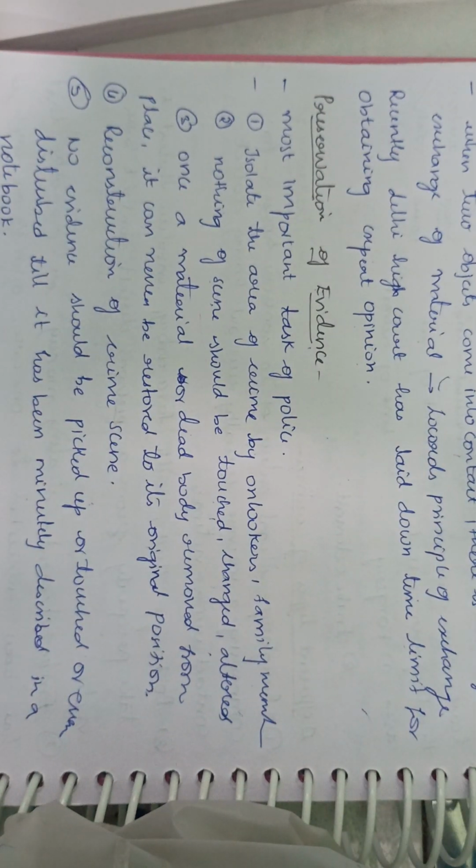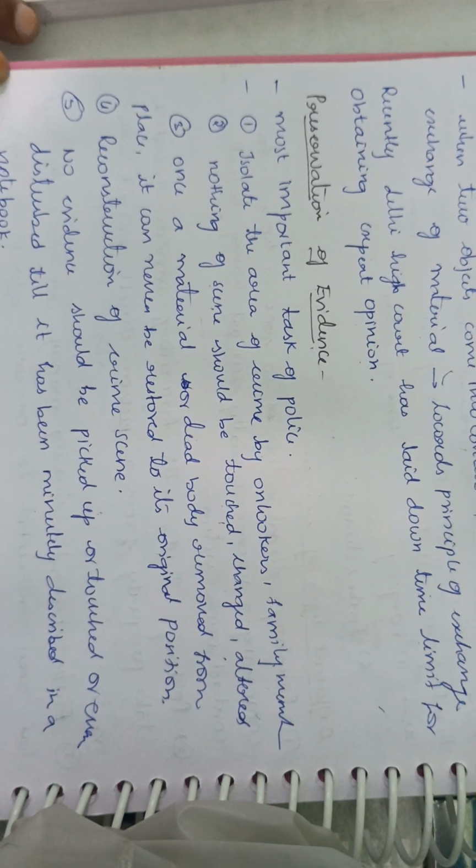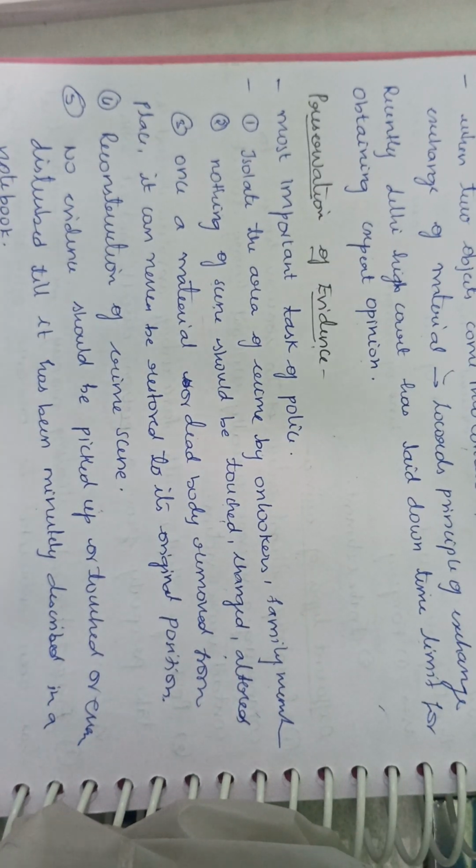Then we come to the preservation of evidence, which is the most important step at a crime scene, because if there is no proper preservation of the evidence, then the result of the case may be misled. So it's a very important task of the police, that is, the preservation of evidence. There are some points. Let us check what those evidence preservation points are.